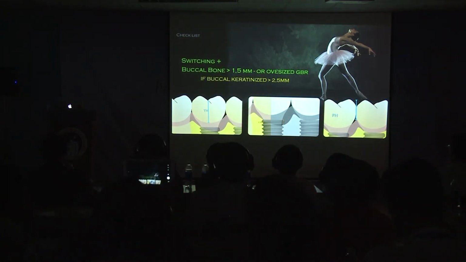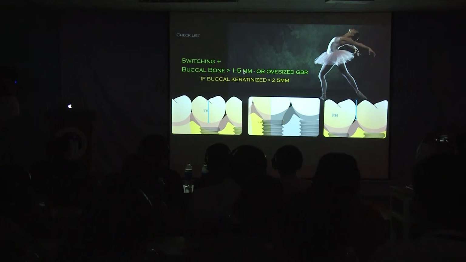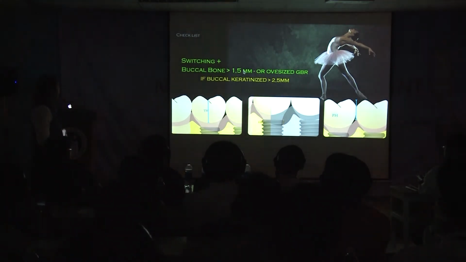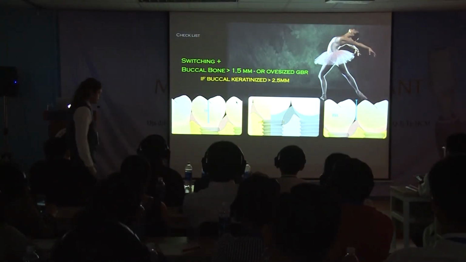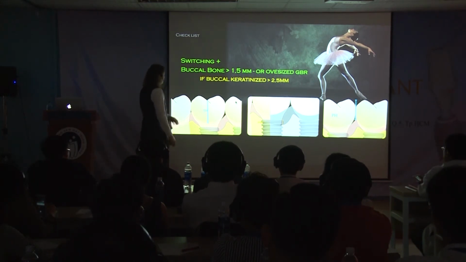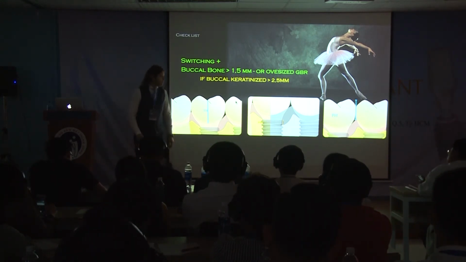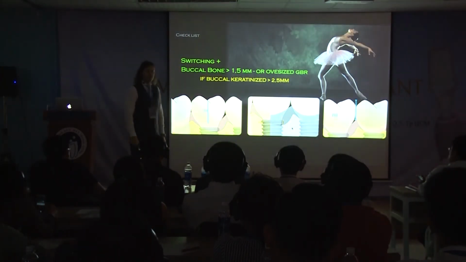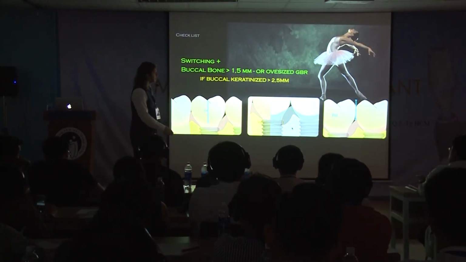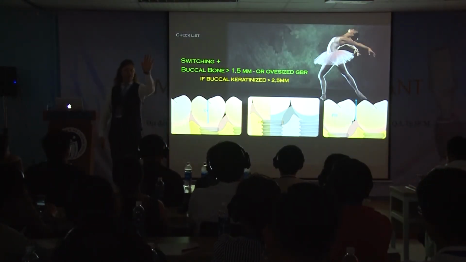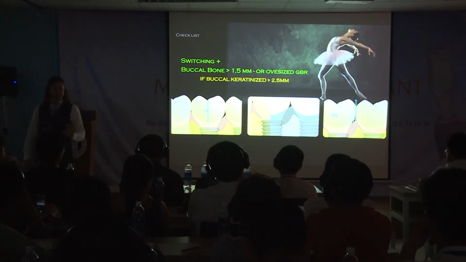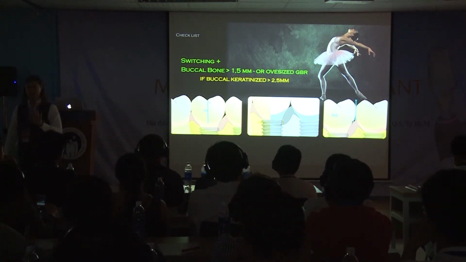So, using switched implants, if your buccal bone is more than 1.5 millimeter, let's consider 2, because clinically it's difficult to measure 1.5, and you have enough keratinized mucosa, we can assume that we will have less risk of recession, less risk of resorption, and more chance for papilla extension. 5 times more. 5 times more is a lot. It is 500% more. It is a lot.